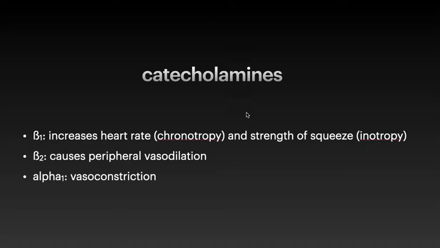Beta 2 causes vascular, or specifically arterial, dilation peripherally, like in your muscle tissues. And then lastly, alpha 1 causes just the opposite, really: vasoconstriction, primarily throughout the body, in all the capillary beds and all the end points of blood flow to the organs.